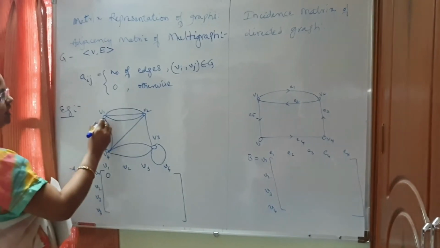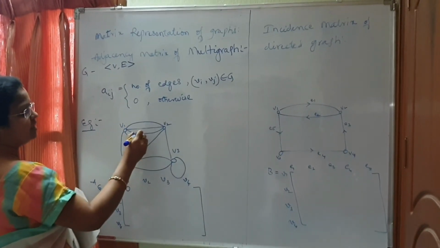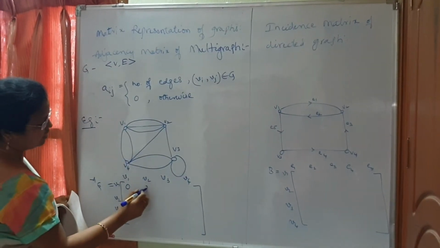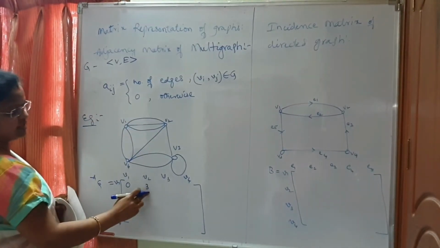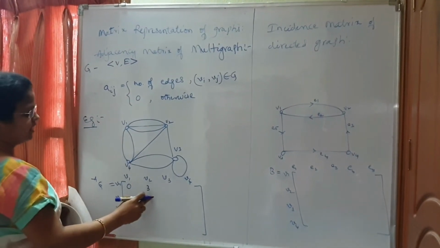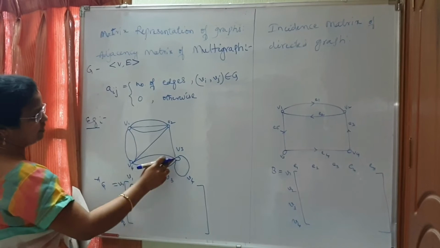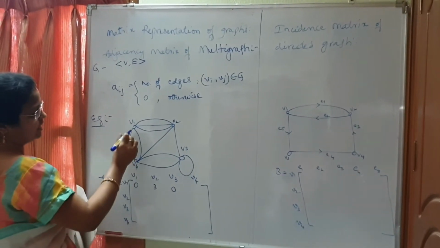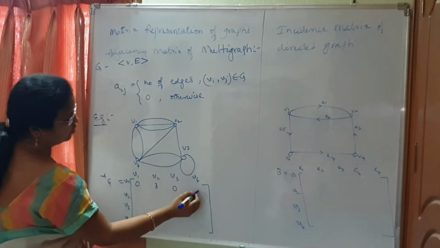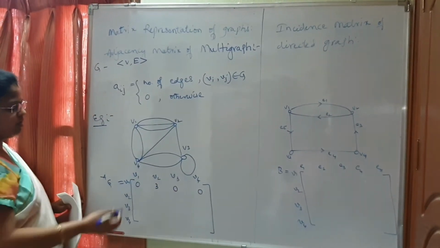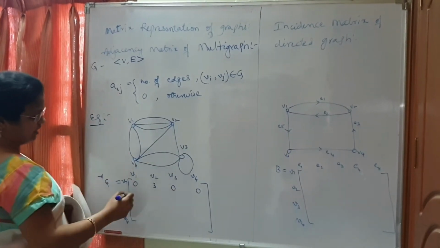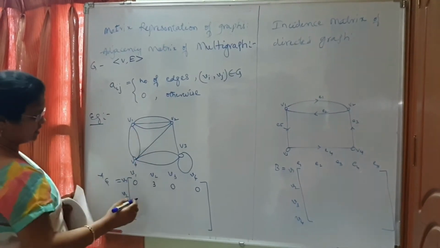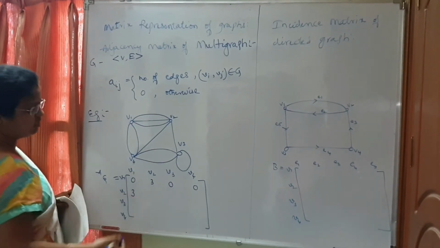Next, from the vertex V1 to V2, here we have 3 parallel edges. So therefore here we give the number of edges. Here the number of edges is 3. From vertex V1 to V3 we have no edges. Therefore the entry is 0. From vertex V1 to V4 also there are no edges. Therefore 0. From vertex V2 to V1, again we have 3 parallel edges. Therefore the entry is equal to 3.